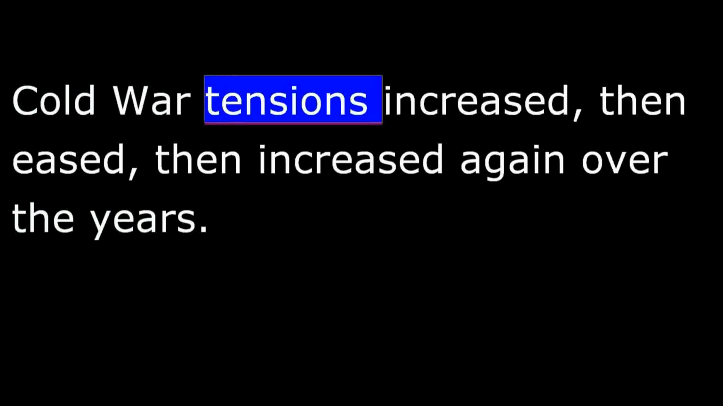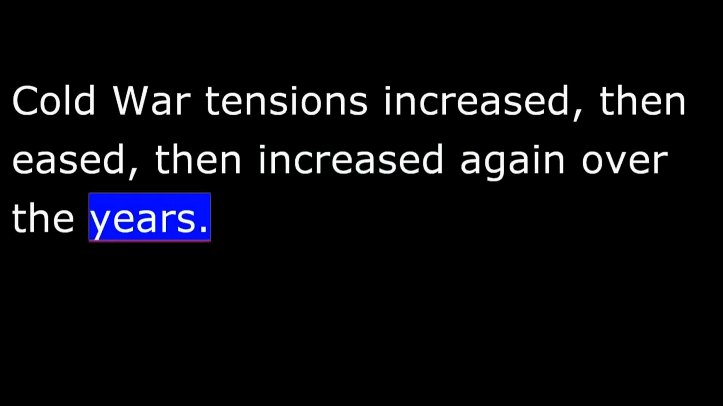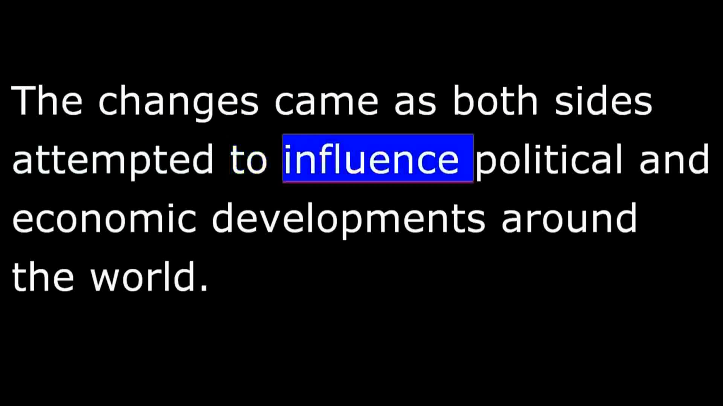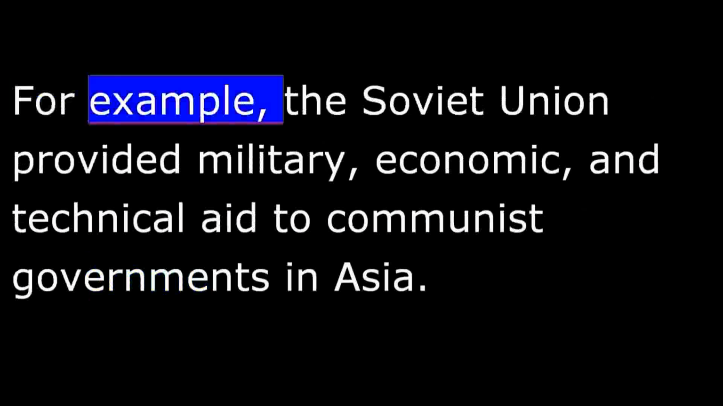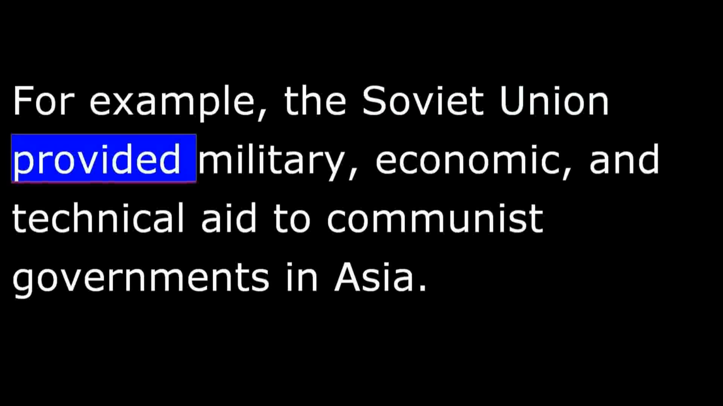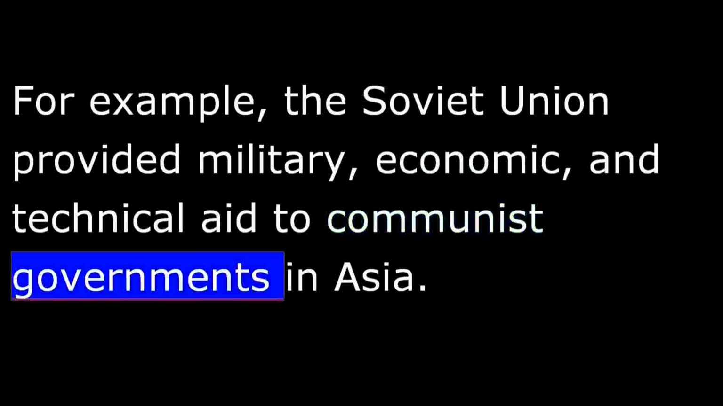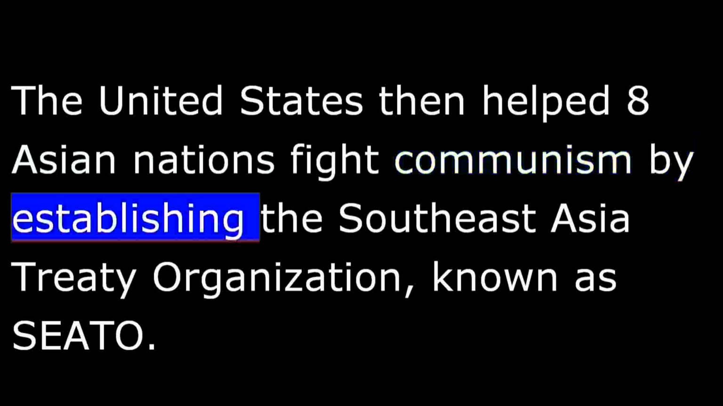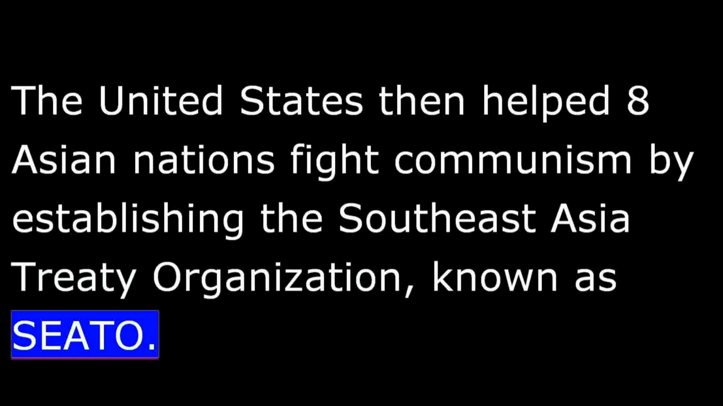Cold War tensions increased, then eased, then increased again over the years. The changes came as both sides attempted to influence political and economic developments around the world. For example, the Soviet Union provided military, economic, and technical aid to communist governments in Asia. The United States then helped 8 Asian nations fight communism by establishing the Southeast Asia Treaty Organization, known as SEATO.